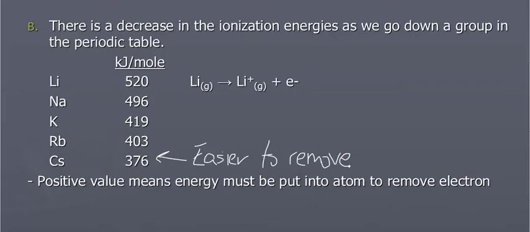And that is because cesium is shielded from the positive pole of the nucleus by those inner shell electrons. And so those inner shell electrons shield the outer shell electron, and that outer electron is not held on as tightly. It's going to take less energy to remove that outer electron.